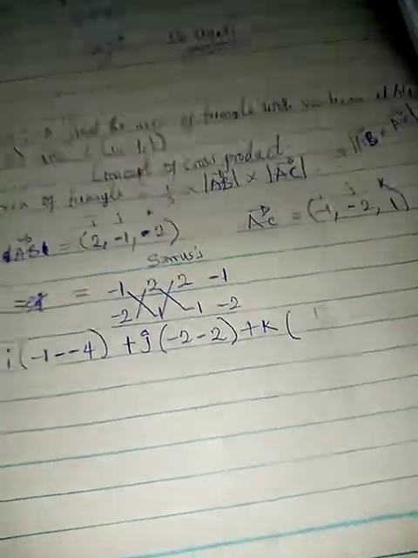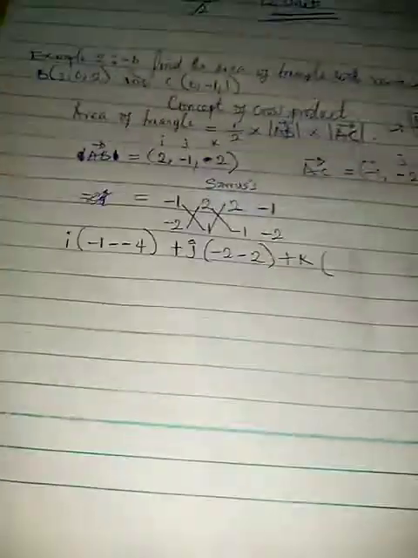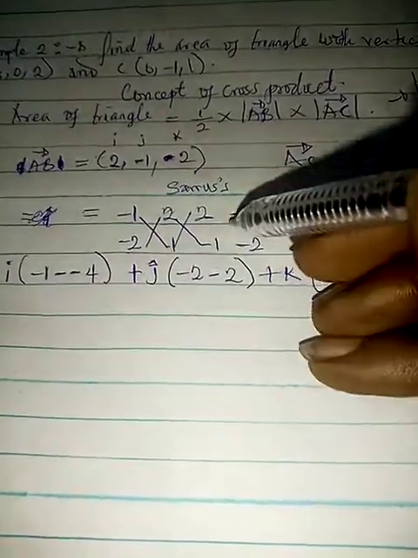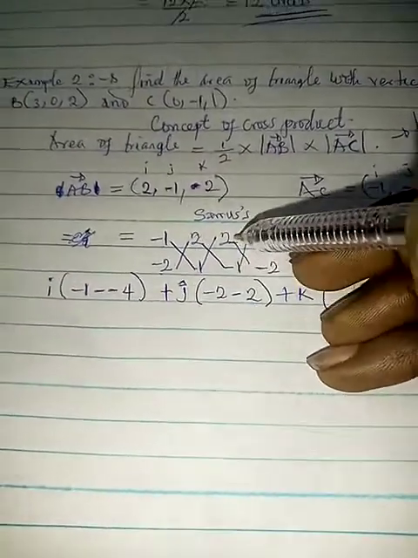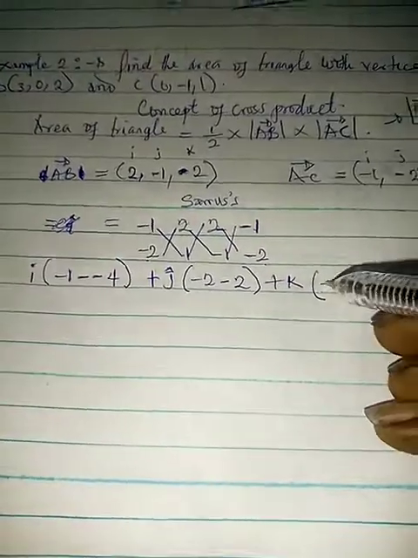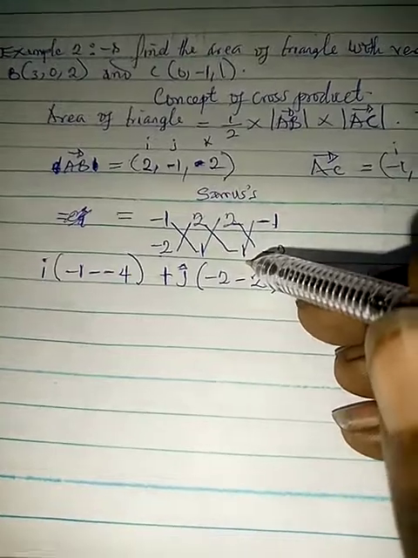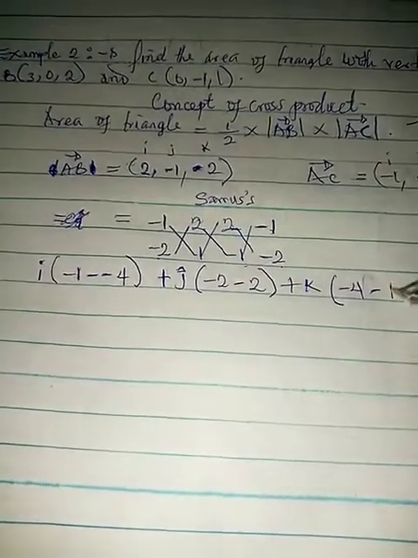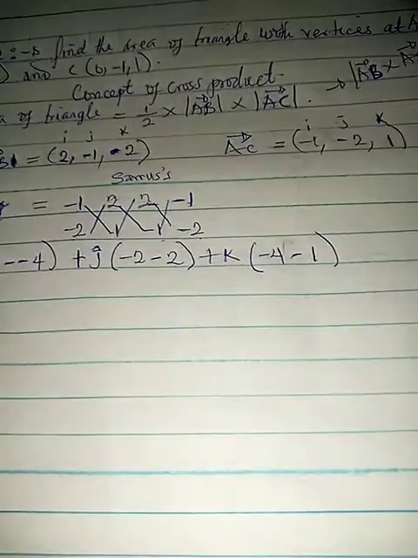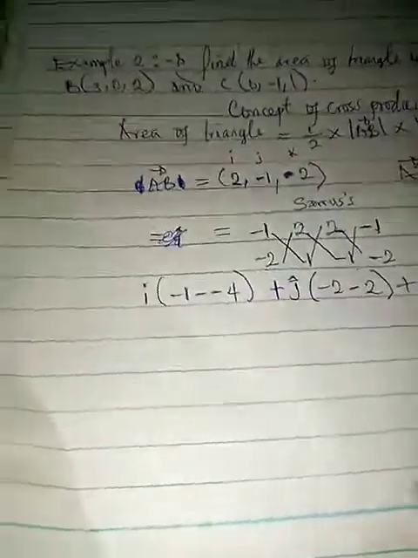I hope you are getting it clearly. So plus K. The same thing is applicable, plus K. So 2 times -2, -4. Then -1 times -1, that is 1. So that one is going to be positive.